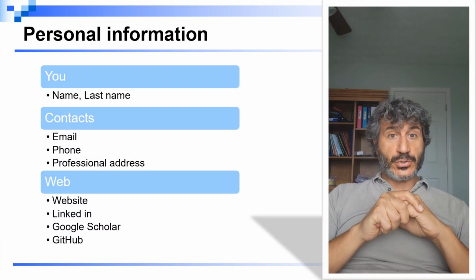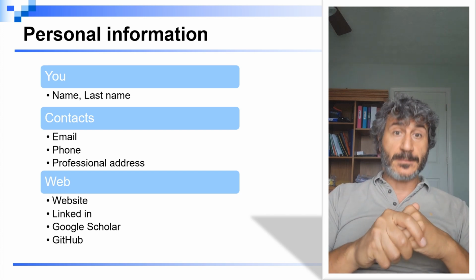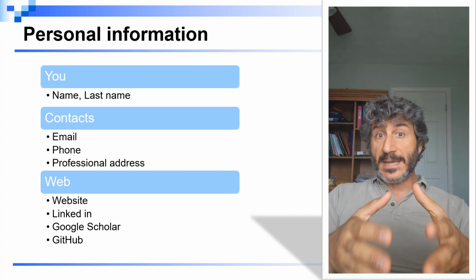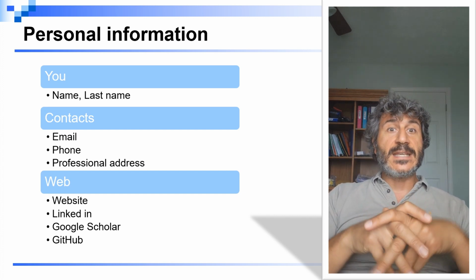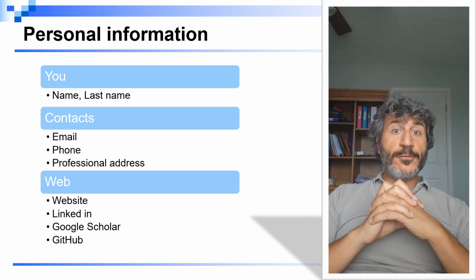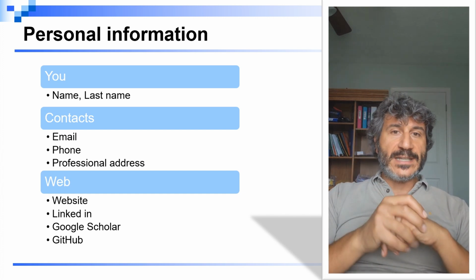The first section that you should include is your personal information. So, of course, your name and last name, your contact information, so email, sometimes phone as well, and also your professional address in case, for example, you need to receive an offer letter, they need to know where to send it. And then how to find you on the web.